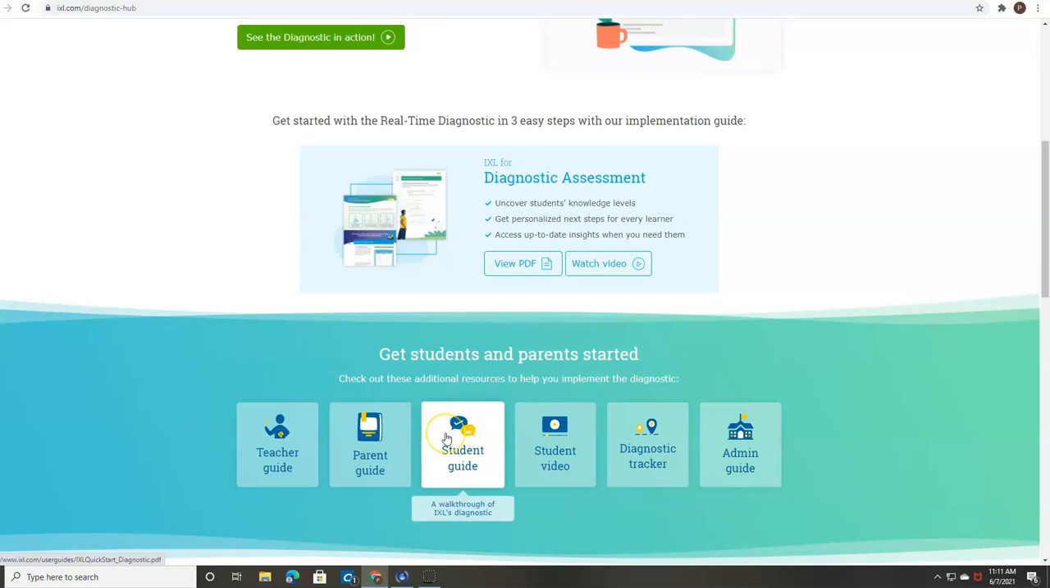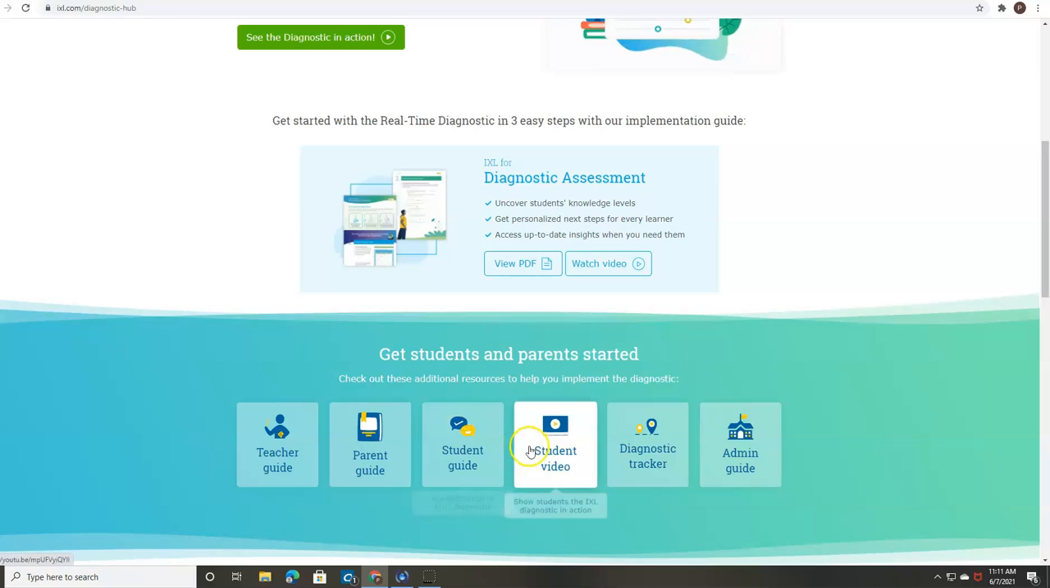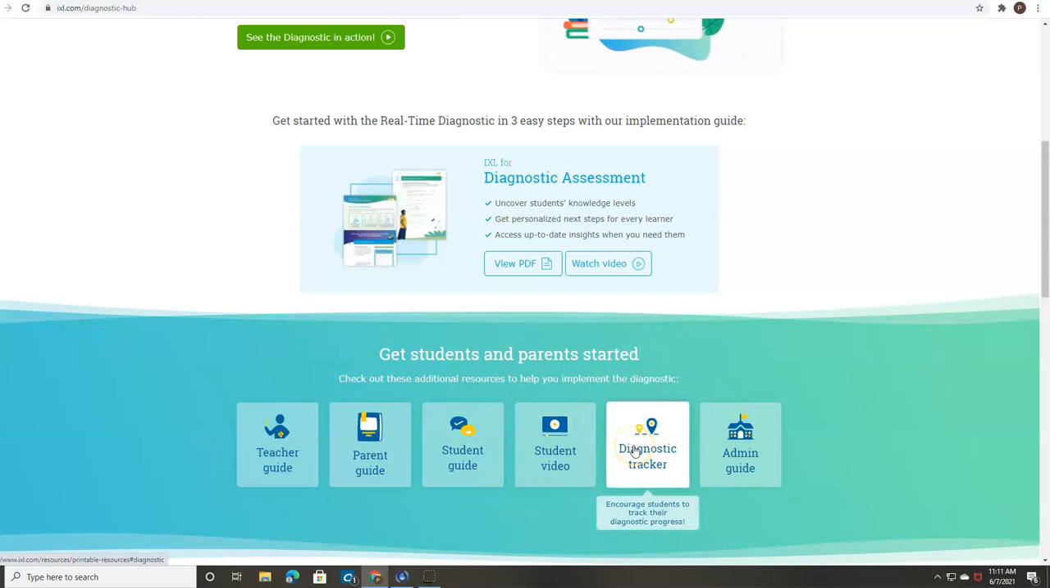Okay, this shows you a walkthrough of what the student will see when they take the diagnostic. And if the student wants further understanding, you can show this video to the student so that they get a better idea of why they're taking the assessment and what the assessment shows. Okay. The diagnostic tracker will allow the student to actively, independently track their progress. Okay. So in terms of student independence, I think this is an important tool.